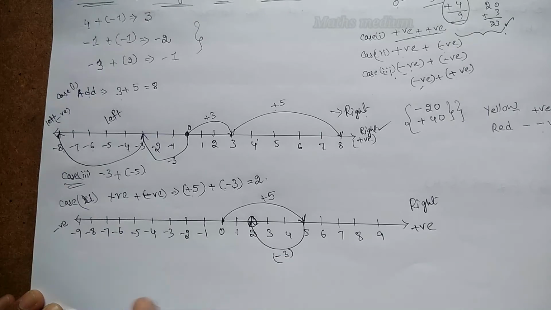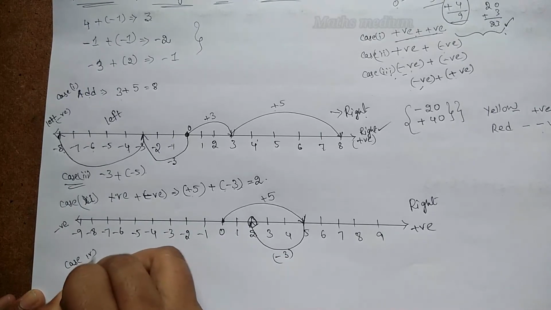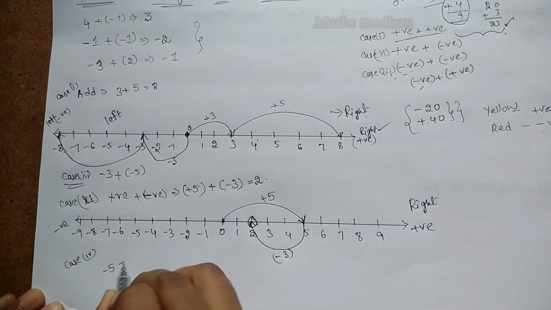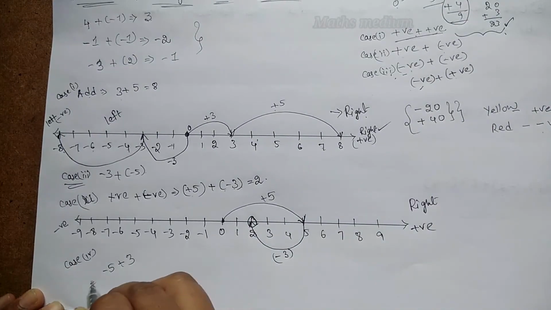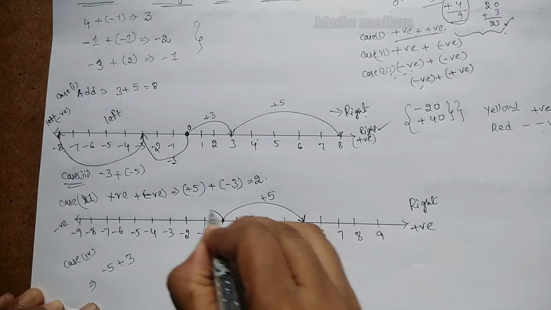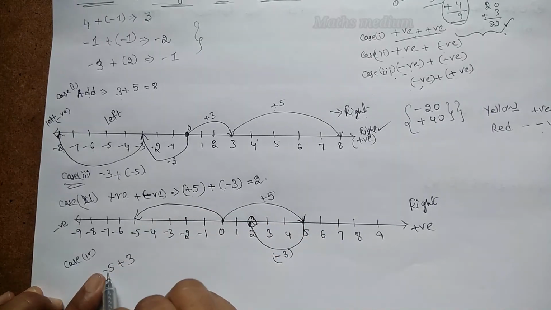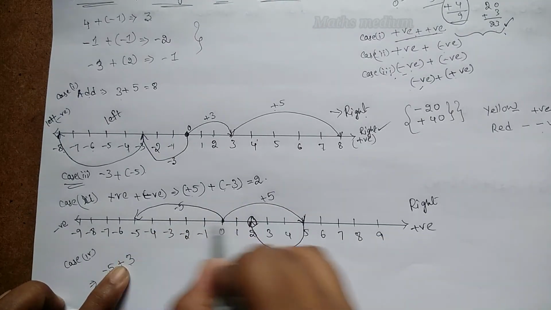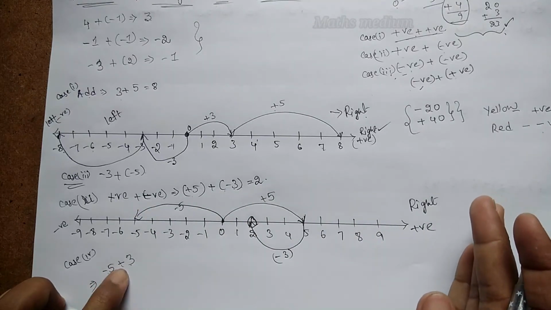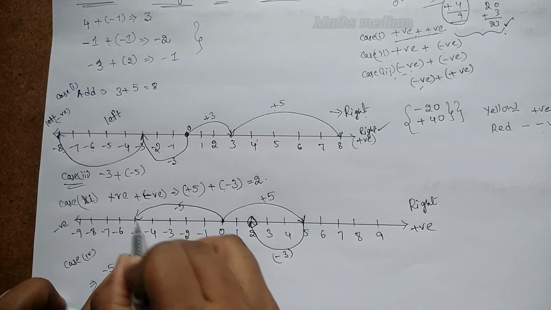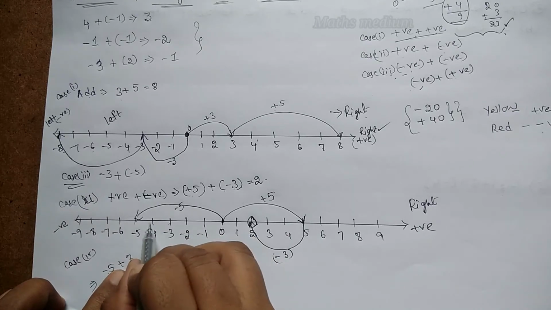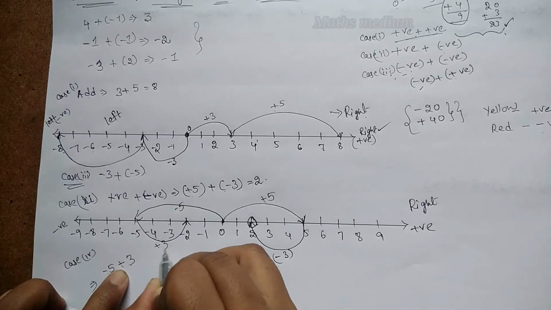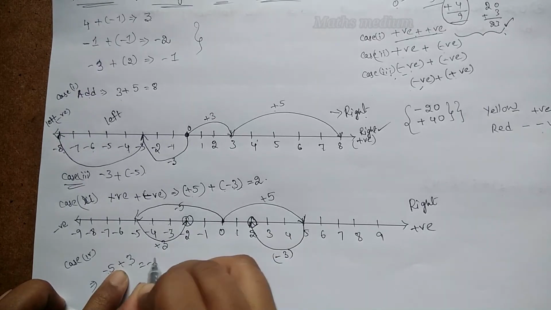So similarly, take case 4. One is a negative number with a positive. Similarly take minus 5 plus 3. So let's start from 0. We have to move to the left side because it is a negative number. So this is minus 5. We have to add 3. So we have to move to the right side, right? So this is the plus symbol. So right side: plus 1, 2, 3. So like this. This is plus 3. So we are getting minus 2 as the answer.